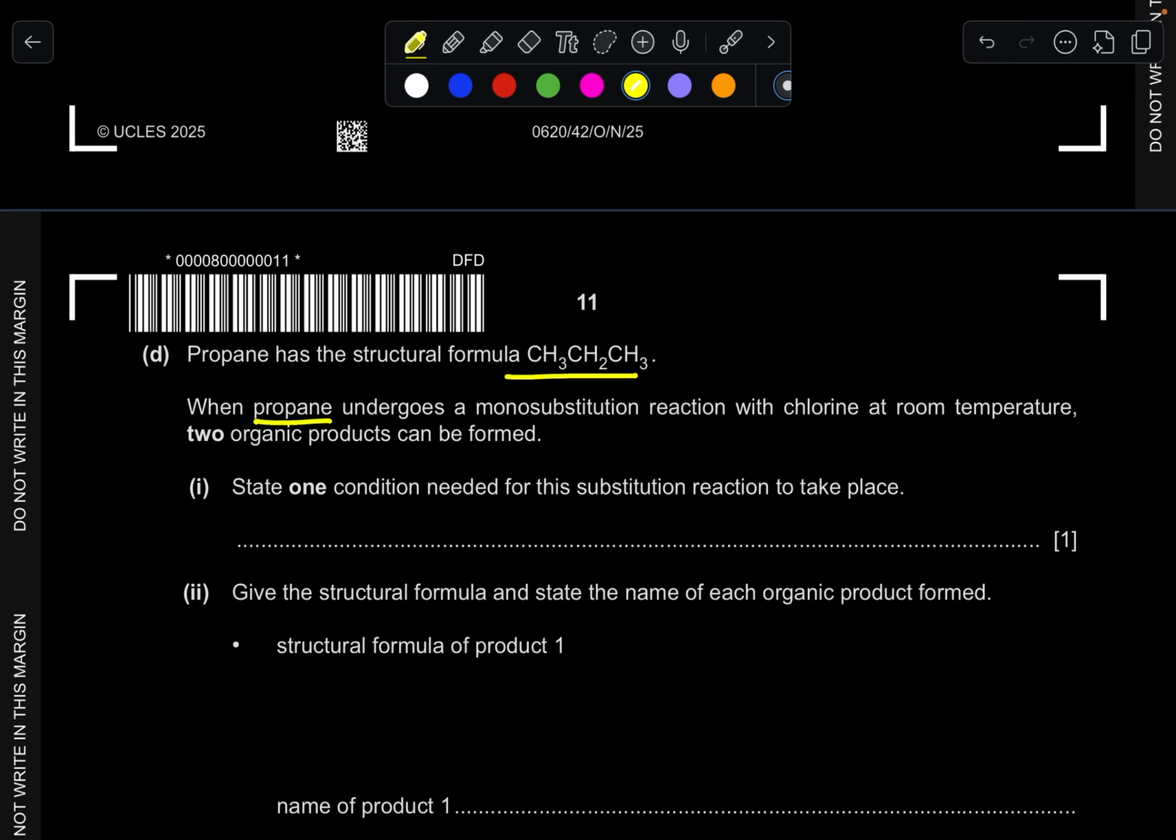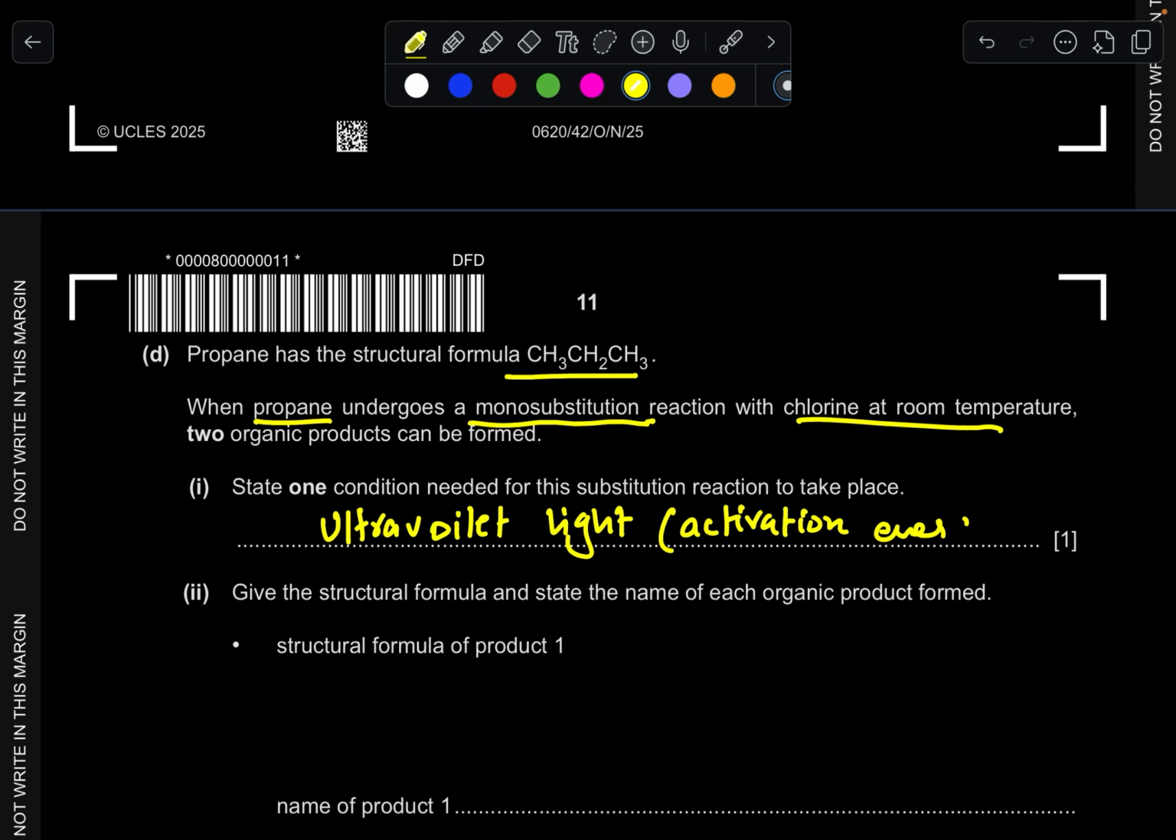When propane undergoes monosubstitution reaction with chlorine at room temperature, two organic products are formed. What's going to be HCl? State one condition needed for the substitution reaction to take place. You need ultraviolet light. Why ultraviolet light? Because this provides the activation energy for this reaction to start. And why do we need activation energy? Because we need to break the chlorine-chlorine bond to start this reaction.